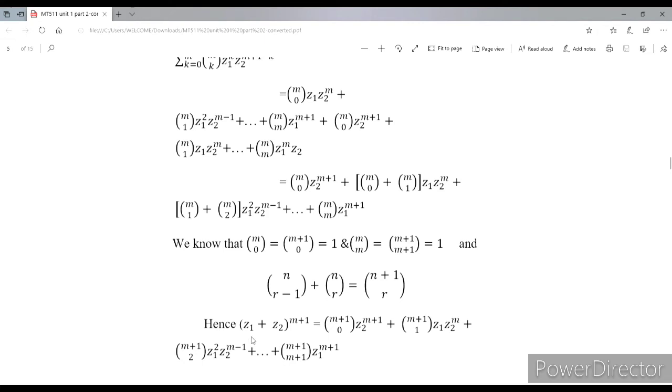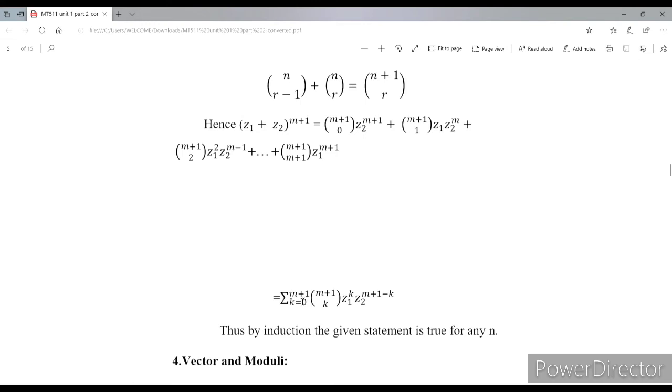Hence, (z1 + z2)^(m+1) equals m+1 C0. Instead of this mC0, we write m+1 C0 z2^(m+1), then plus m+1 C1 z1 z2^m, plus m+1 C2 z1 squared z2^(m-1), plus etc. The last term is m+1 C m+1 z1^(m+1).